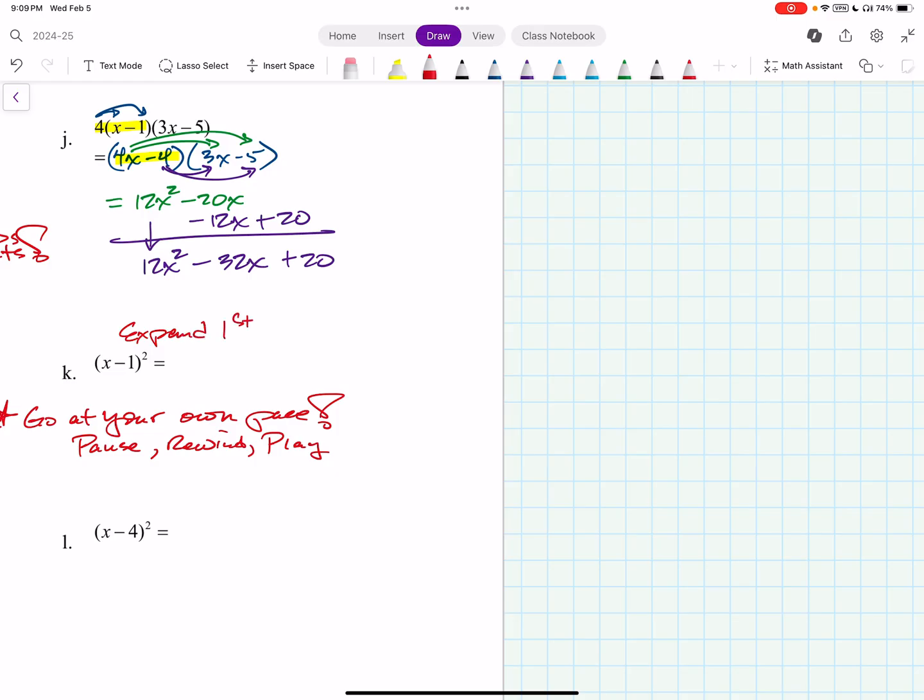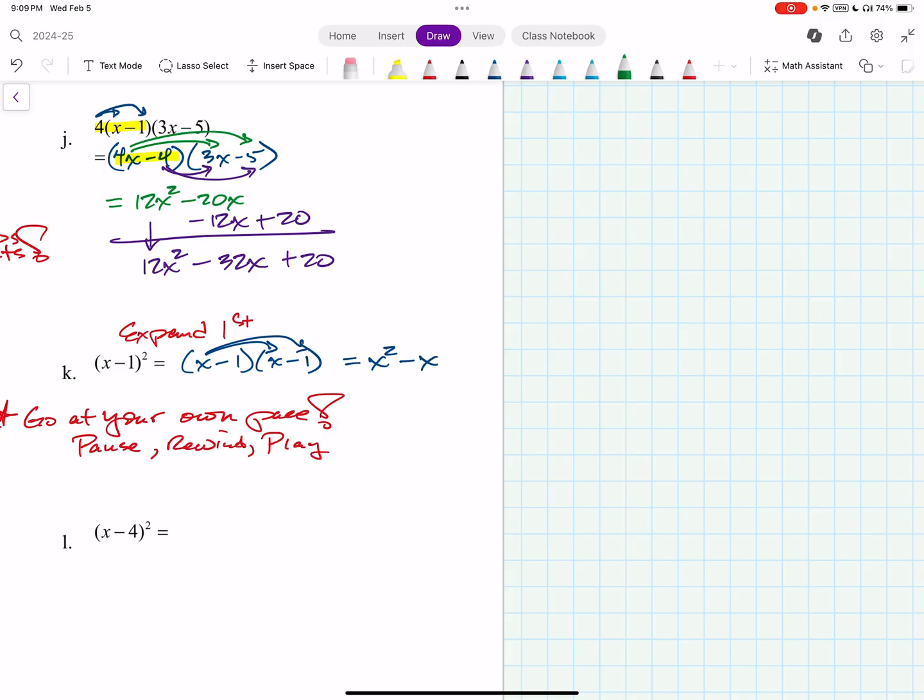We know that when you square something, you multiply it by itself. So when you take x minus 1 to the second power, that means x minus 1 times, well, x minus 1, right? So what do you get? Well, we got to take x times x to give x squared. x times a minus 1 gives a minus x.